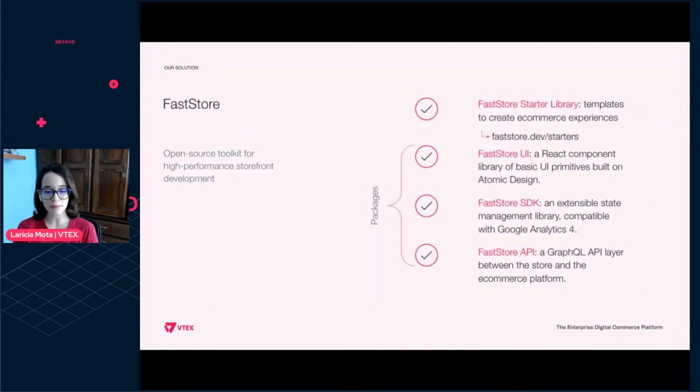The code that we implemented is split into 3 packages. The first is FastStore UI. It is a React component library, and it is CSS framework agnostic, which means that you can use whichever CSS framework that you would like. It also complies with accessibility standards, and its components are built with best practices of performance in mind.